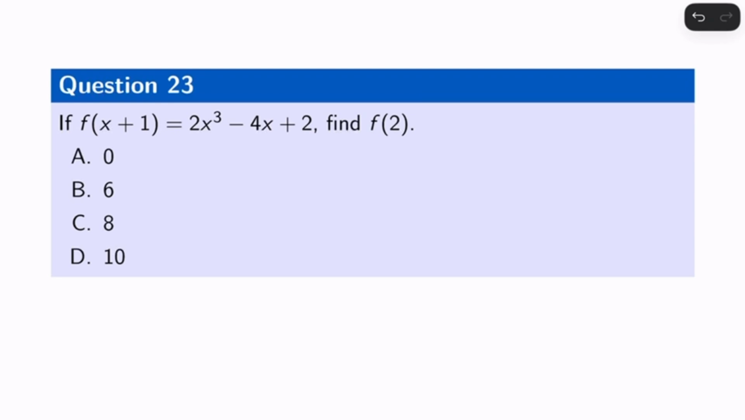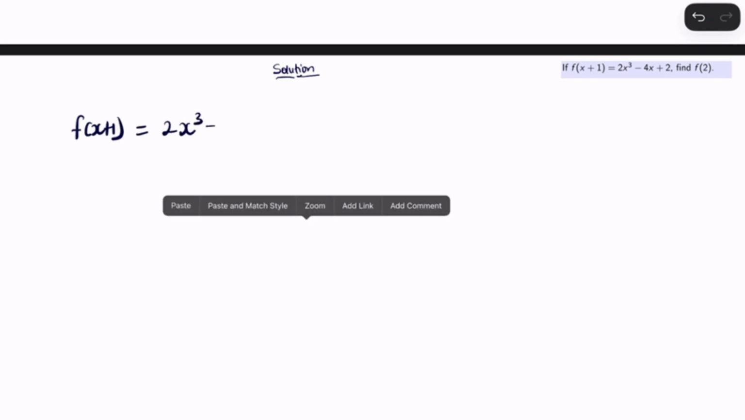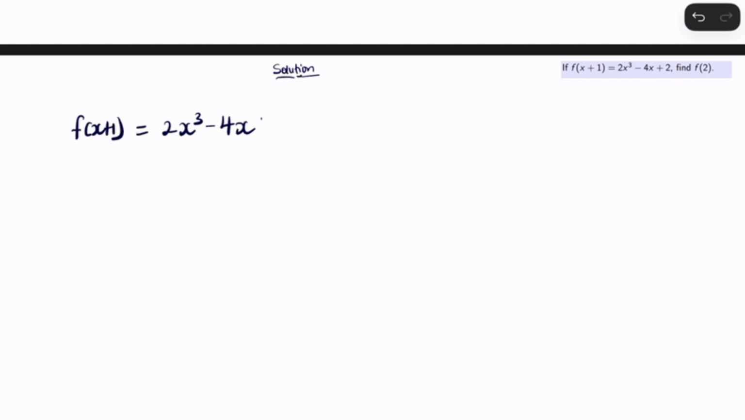Question number 23. If f of x plus 1 is equal to 2x cubed minus 4x plus 2, find f of 2. Solution. From the question, we have f of x plus 1 to be equal to 2x cubed minus 4x plus 2. And we are being asked to compute f of 2, right? So the question now becomes, how do we get f of 2 from f of x plus 1, right?